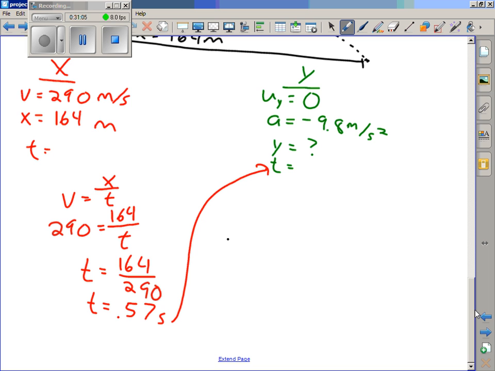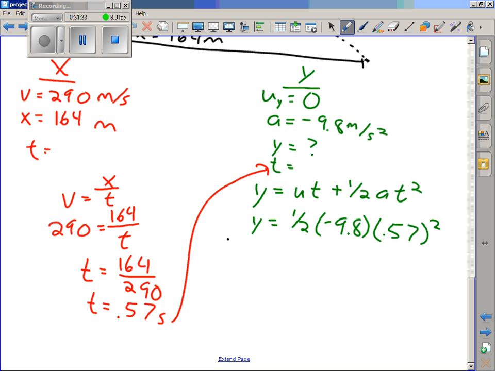I can go ahead and tell you we're going to want our favorite equation here: y equals ut plus 1/2 a t squared. And luckily for us, the initial velocity, once again, is 0 in the y because it's a horizontal launch. So that leaves me with y equals 1/2 times negative 9.8 times 0.57 squared. So what does y turn out to be? 1.6 meters?